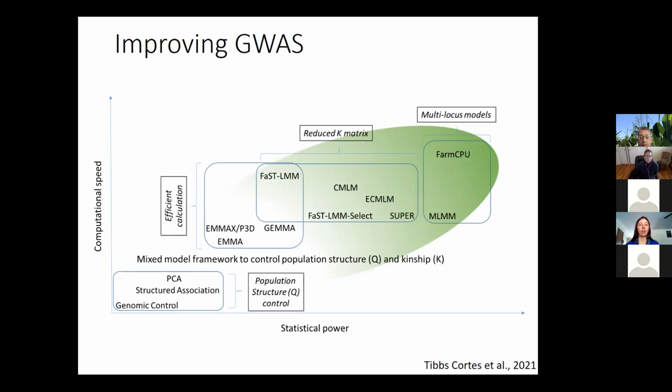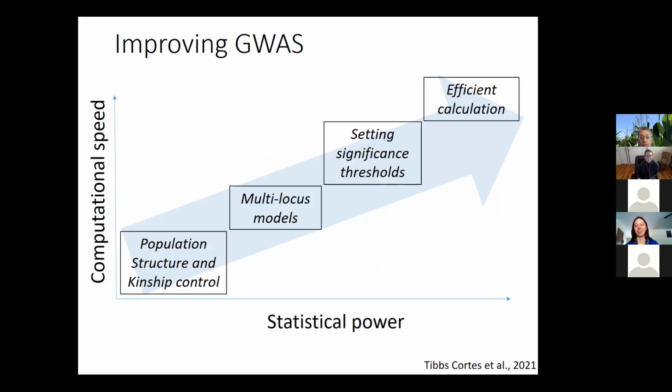Over the years, a lot of work has been done to improve GWAS. Of course, there's a lot of detail here that we can't go into. So today, I'll just be focusing on 4 major improvements in GWAS, which are population structure and kinship control, multilocus models, setting significance thresholds, and efficient calculations. And over the years, in general, these improvements have worked to improve both the power of GWAS, statistical power, as well as computational speed, and both are important.